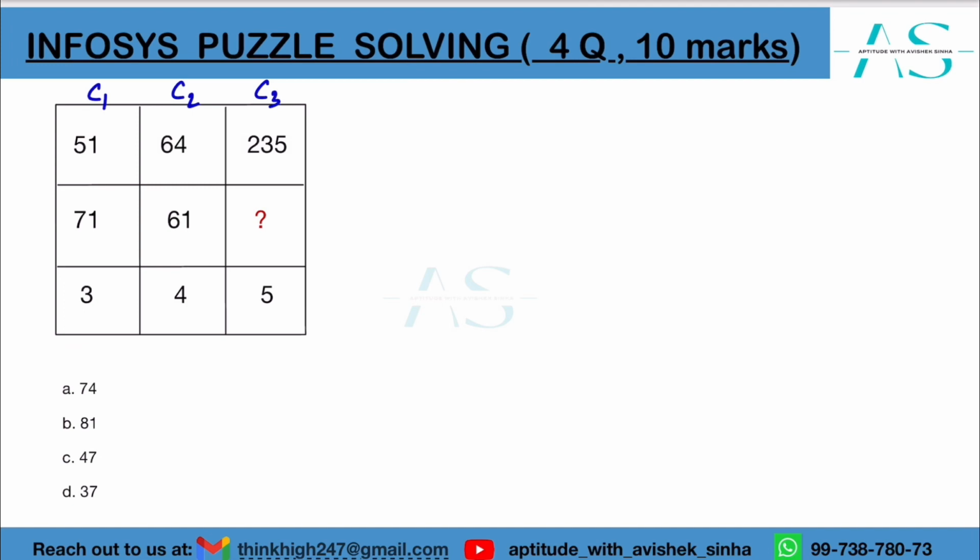See, one idea is 3 and 51. 51 is a multiple of 3. 64 is also a multiple of 4. That is one logic. So if I try to take the division here, 51 divided by 3, what do we have? We have the value as 17. Now take the reverse of this, 71. That is the middle number.